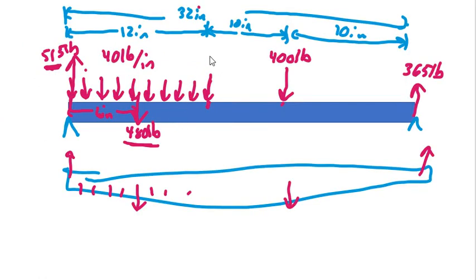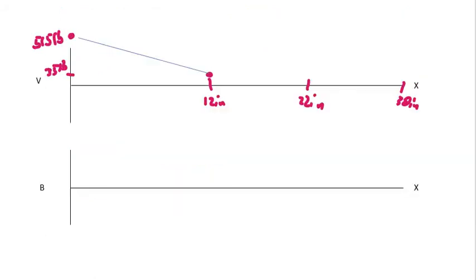Well, there we go. From here to here, the next 10 inches, I don't have any other changes. So all of this, 515 up, 480 down, works out to be 35, and there's no other forces, so it's 35 up the entire way, right, for the next 10 inches. So I get something that looks like a horizontal line, and that horizontal line stays at 35 because there's no more external forces.